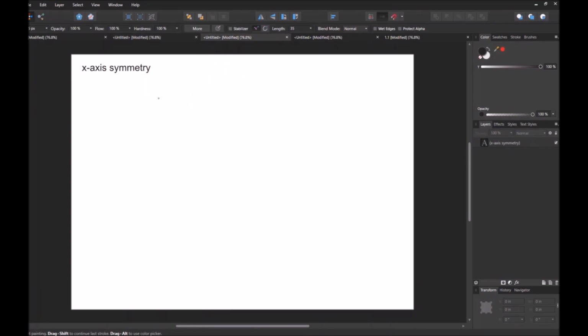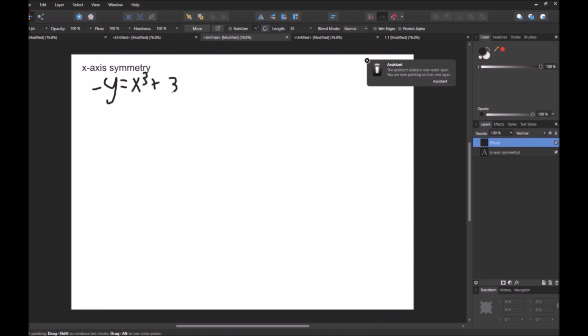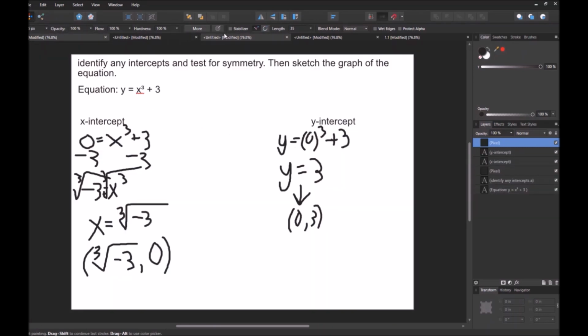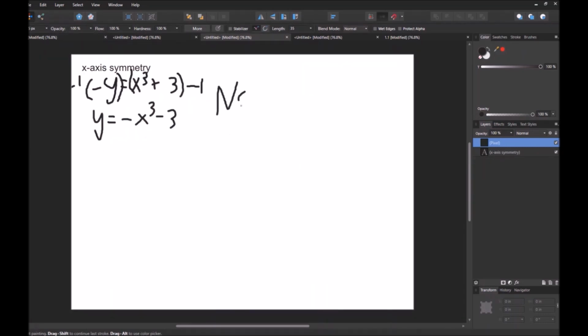So for x-axis symmetry, we're going to do something similar, except we're just going to plug in negative y wherever we see y. So we have negative y equals x cubed plus 3, and then we're going to multiply both sides by negative 1 to get rid of the negative on the y side, and that's going to give us y equals negative x cubed minus 3. So we can see that that's not the same as the original equation either, so we can say that this does not have x-axis symmetry.